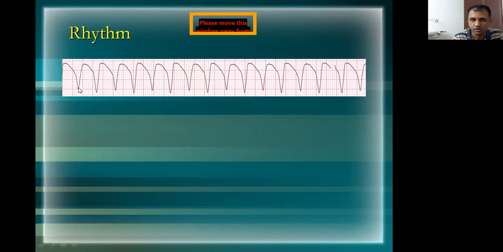If you measure this distance, it will be the same as this. If you draw a line along this one, they will be equal between these two points. That's called a regular broad complex tachycardia.